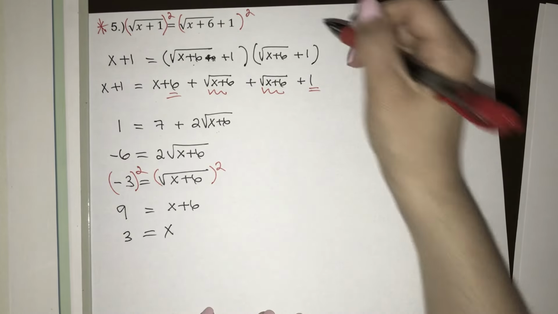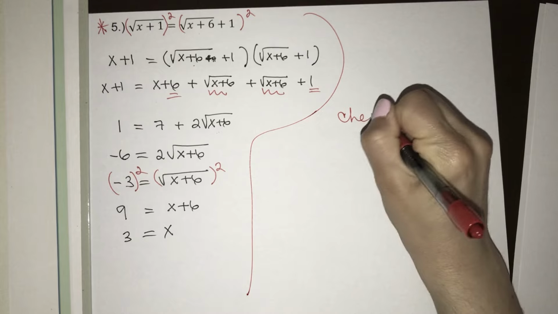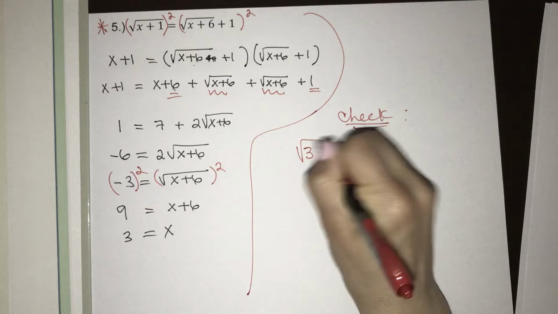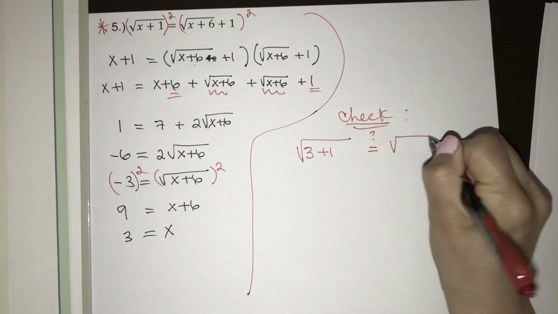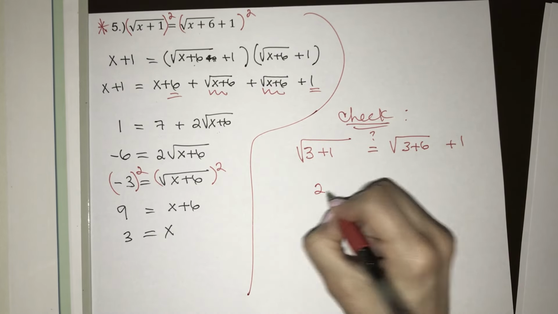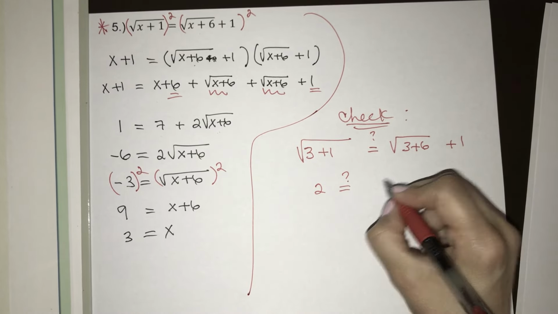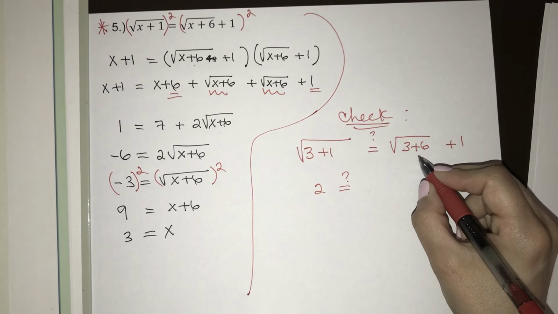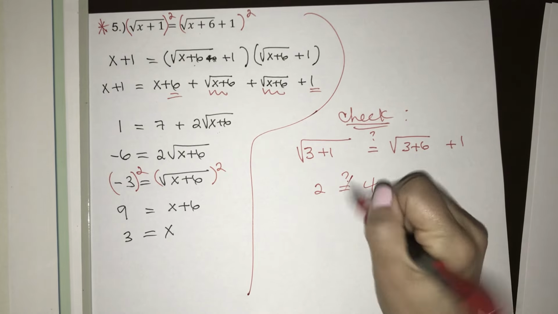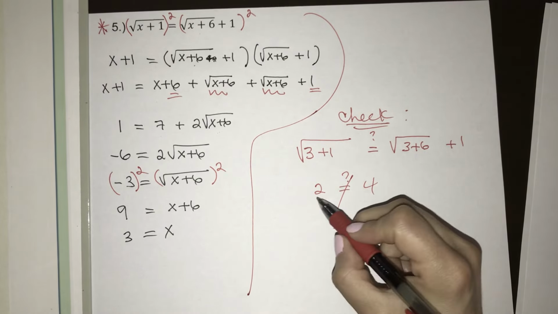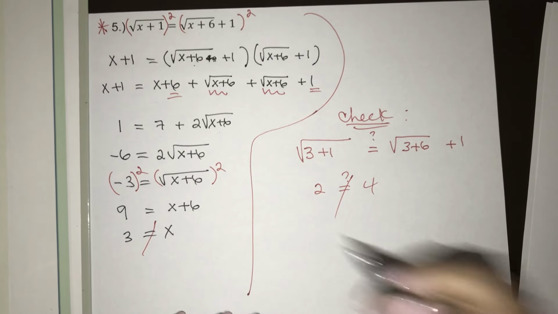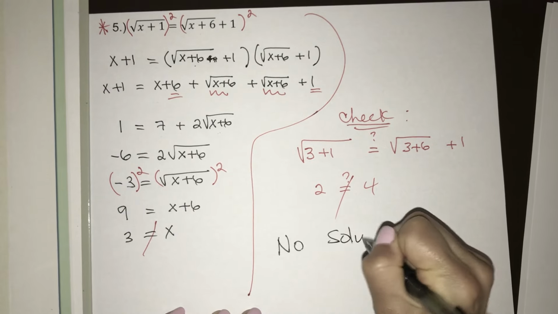So let's see what happens here. Square root of 4 is 2. That's going to give me square root of 9, which is 3, plus 1 is 4. 2 does not equal 4. So this is a false statement. x is not equal to 3. The answer you want to write is no solution.